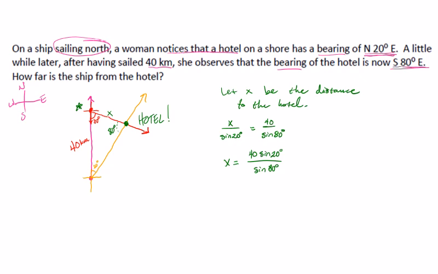And then we can put it in our calculator, and just make sure your calculator, once again, is in degrees. Once that's good, you should get the same as me. x is approximately 13.89 kilometers. So we'd say the ship is 13.89 kilometers away from the hotel.